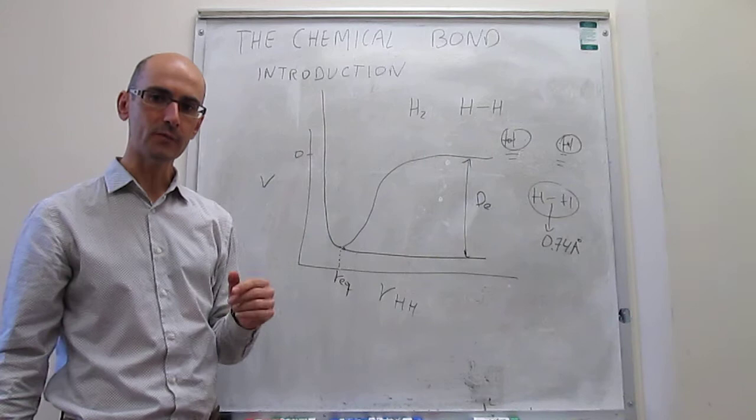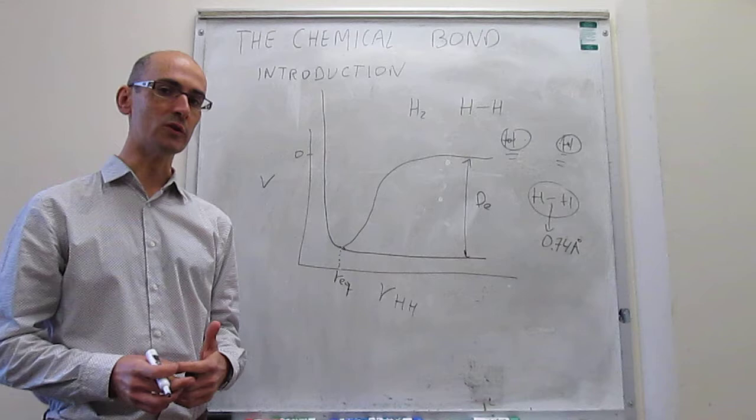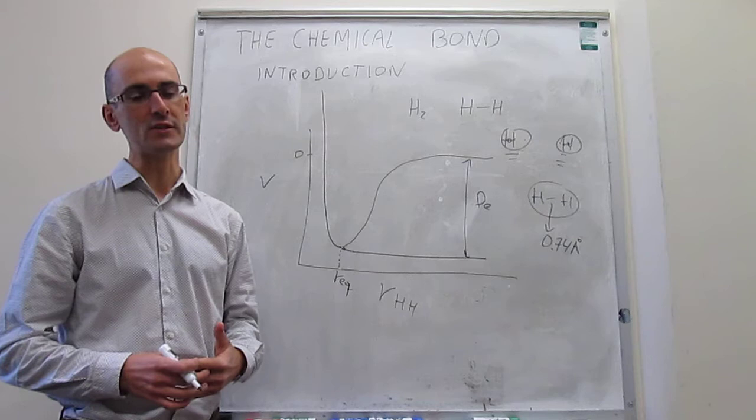And there are going to be two classes of theories that treat this covalent bond that we're going to be examining in the next videos. One of them is valence bond theory, and the other one is molecular orbital theory. Now, both of those theories involve, firstly, an approximation that is quite important.